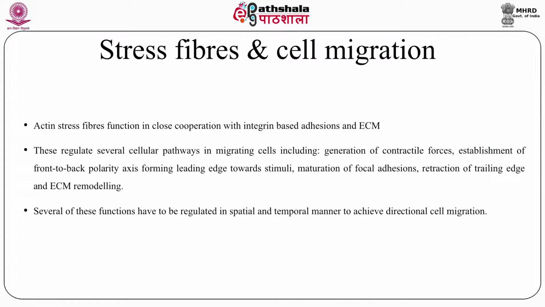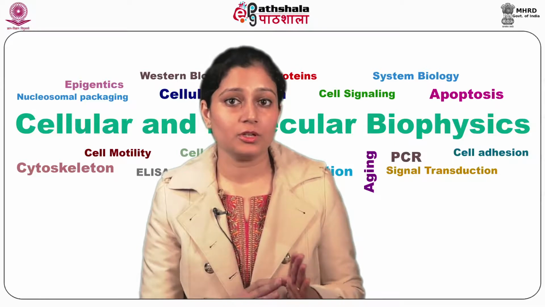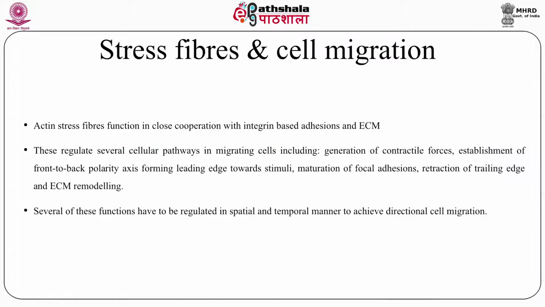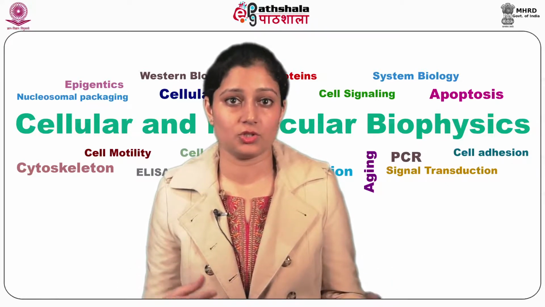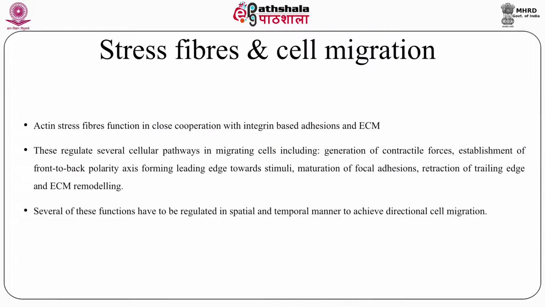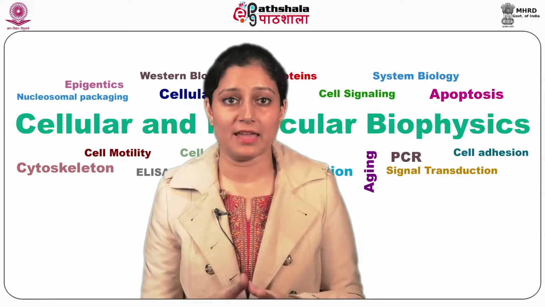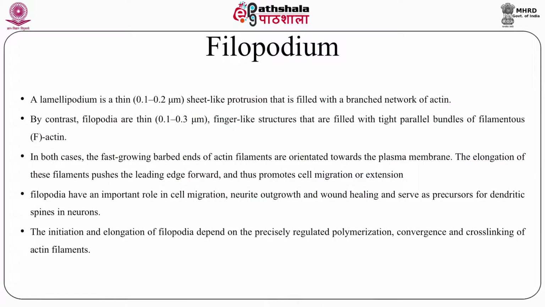Let us understand the role of stress fibers in cell migration. Actin stress fibers function in close cooperation with integrin-based adhesions, which are the focal adhesions, and extracellular matrix. They regulate several cellular functions in migrating cells, including generation of contractile force, the establishment of front-to-back polarity axis, which helps in forming the leading edge towards stimuli, and maturation of focal adhesion, which leads to retraction of the trailing edge. They also contribute to ECM remodeling. Several of these functions have to be regulated in spatial and temporal manner to achieve directional cell migration towards the stimuli. So let us study lamellipodia and filopodia.